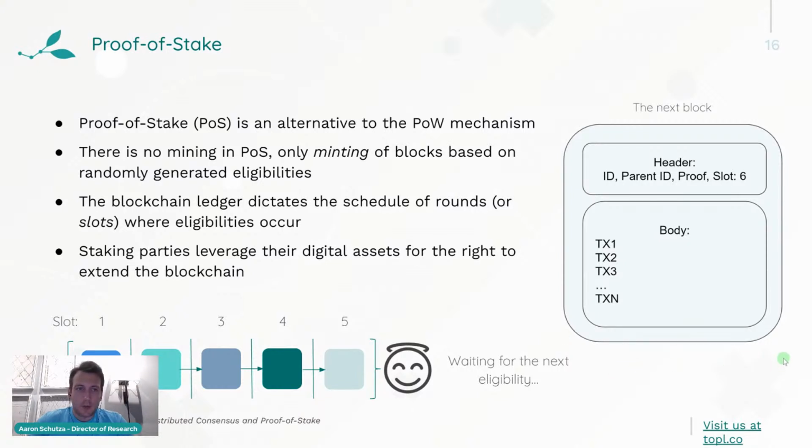All right. So again, I'm Aaron Schutz, Director of Research with Topl Labs, and I'm in the midst of introducing proof of stake, and we've gotten a little taste of what proof of work is and why it's a mechanism that's useful for Nakamoto style consensus. But now we're looking at proof of stake as this alternative to the proof of work mechanism.